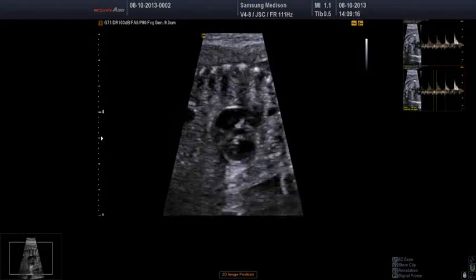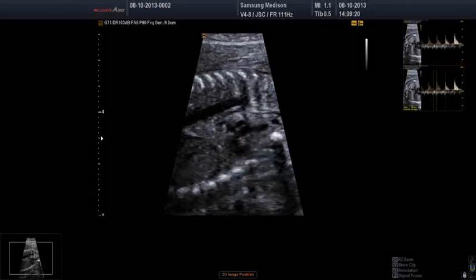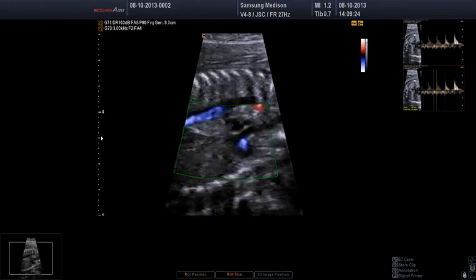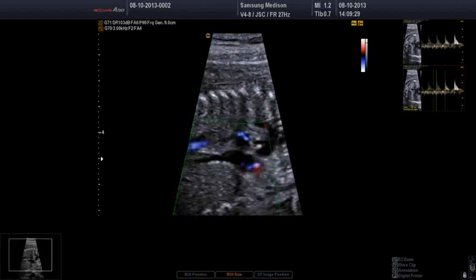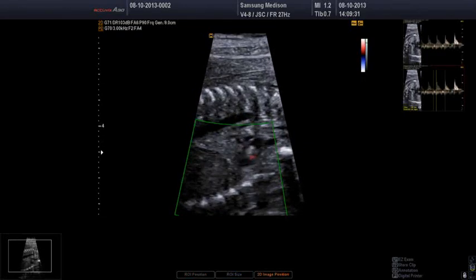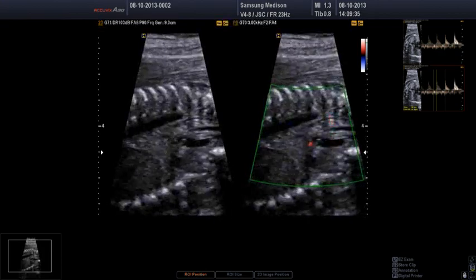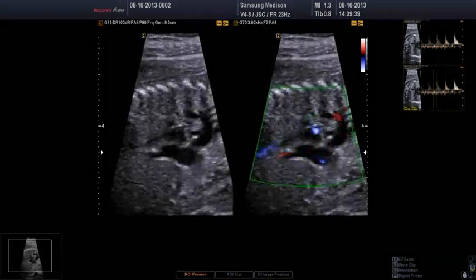So you can do a sweep between the axial view and the sagittal view. And I'm going to put maybe a power Doppler there. Increase that box a little bit. Oops, sorry. There we are. Maybe split the image, and you have a nice aortic arch. You can also see the inferior vena cava.